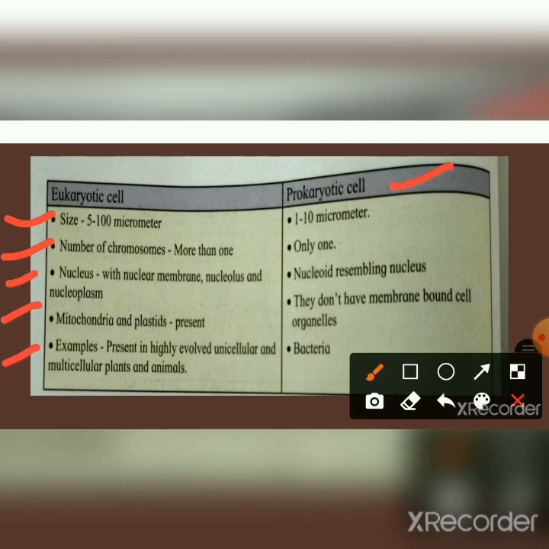Prokaryotic cell: size is 1 to 10 micrometers, chromosome is only 1, nucleoid resembles a nucleus, they don't have membrane-bounded cell organelles. Example: bacteria.